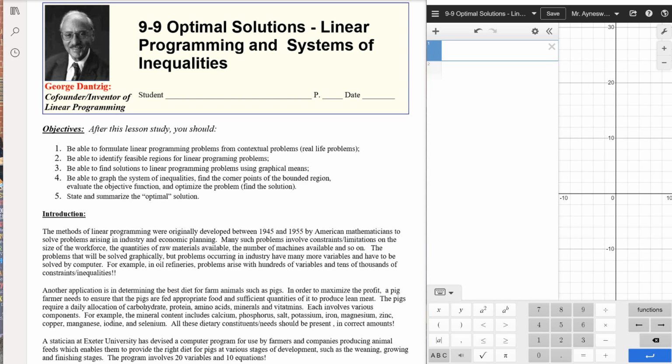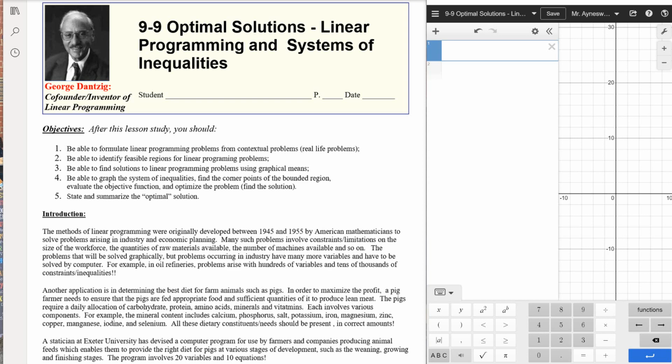Basically, if you look at the objectives up top, we're going to learn how to formulate a linear programming problem given a real business context. We're going to learn what a feasible region is, what corner points are and what they're used for, and use everything you learned in Algebra 1 with systems of linear inequalities to solve a business situation.